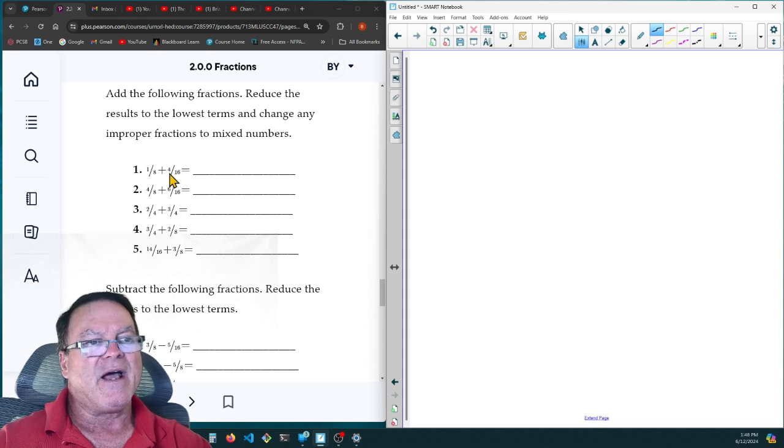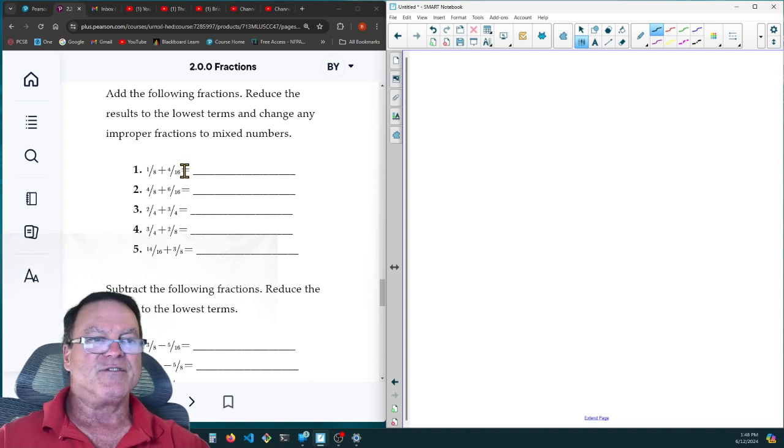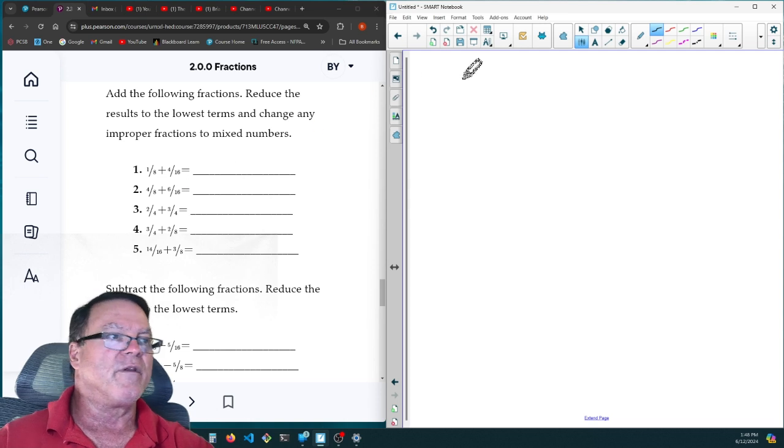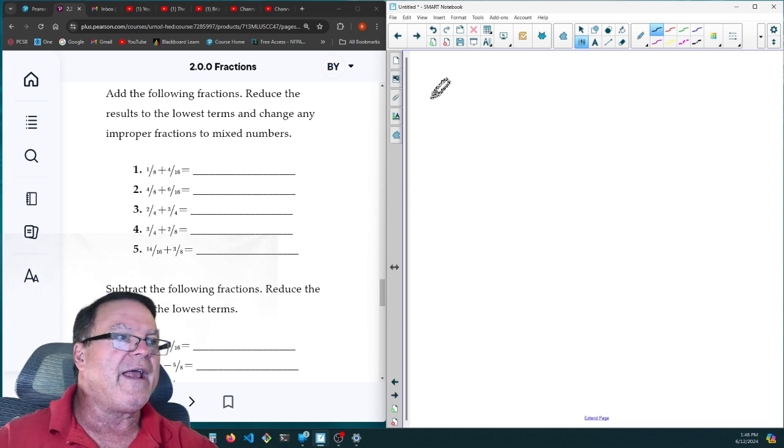So in my head, I know that 4/16 is actually 1/4 because 4 is divisible by 4 and 16 is divisible by 4. So if you can do that, go ahead and write this as 1/4. Say 1/8 plus 1/4.